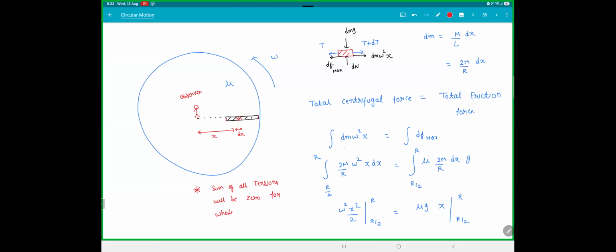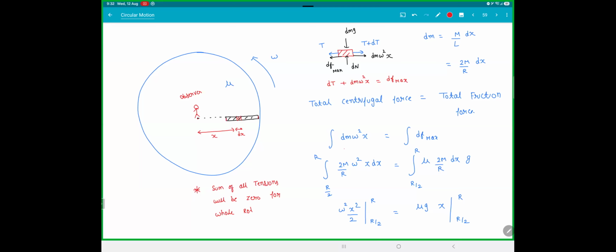Yeah, but that is another good question: find the tension in the rod. If you want, I can write the equation. You'll get dT plus dm omega square x is equal to dF max. Now, if you integrate this, you'll get tension as a function of x. That's another good question. They can ask you to find the point with the maximum tension and so on.